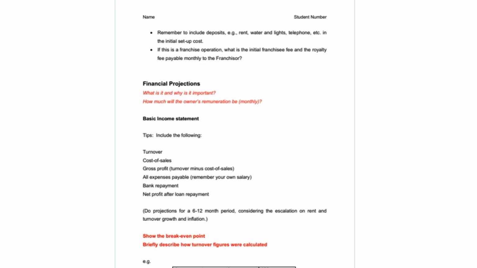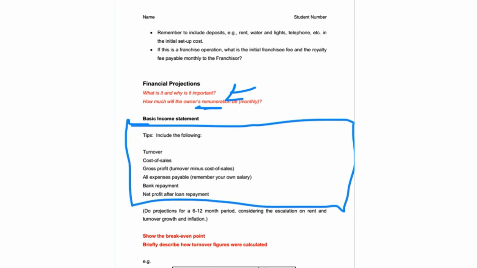And then financial projections. This is where I wanted to include a bit of theory. Why are financial projections important? What is your own remuneration? And then underneath that, in this section, is the basic income statement. This is where you're going to put your 12-month projection in. So what does that 12-month projection look like?